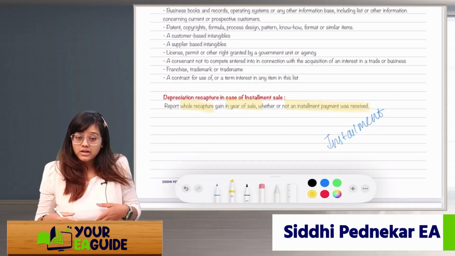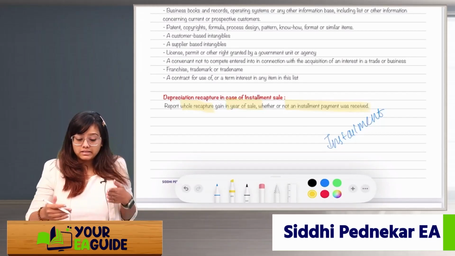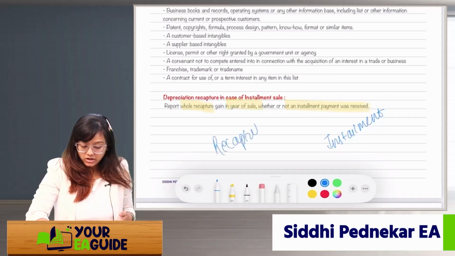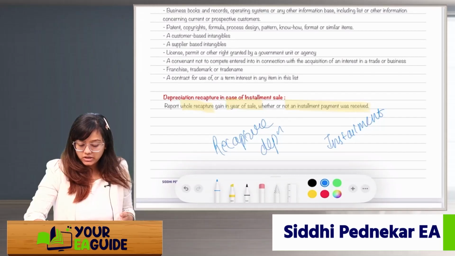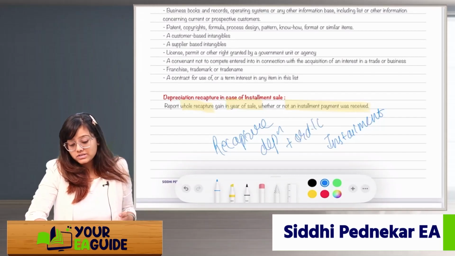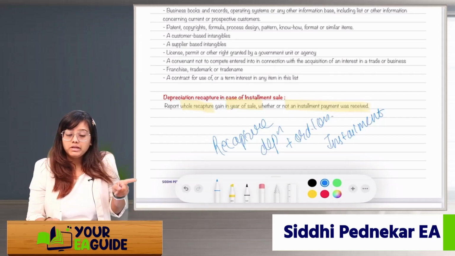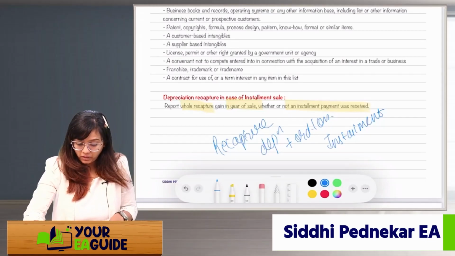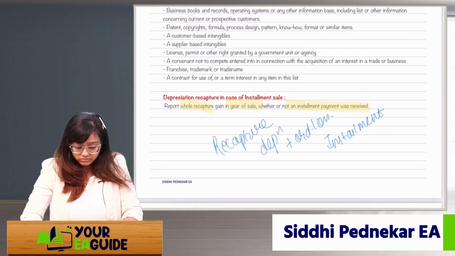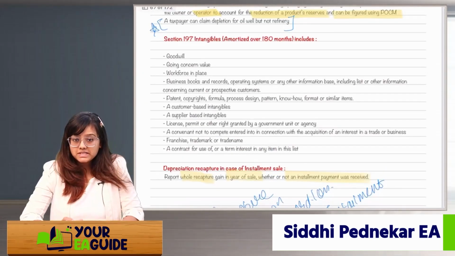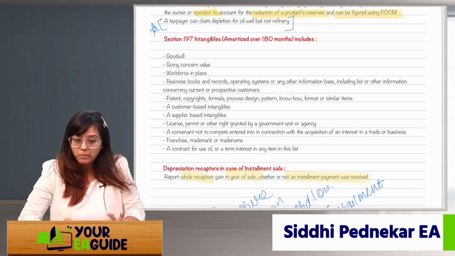It's not like you recognize the recapturing rule as and when the payment is received. The year in which you're selling, in that year only you will have to recapture the amount of depreciation plus any ordinary loss. Remember the ordinary loss which was previously recognized, now it will be recaptured. All right, so this was all about the depreciation and the types of properties.